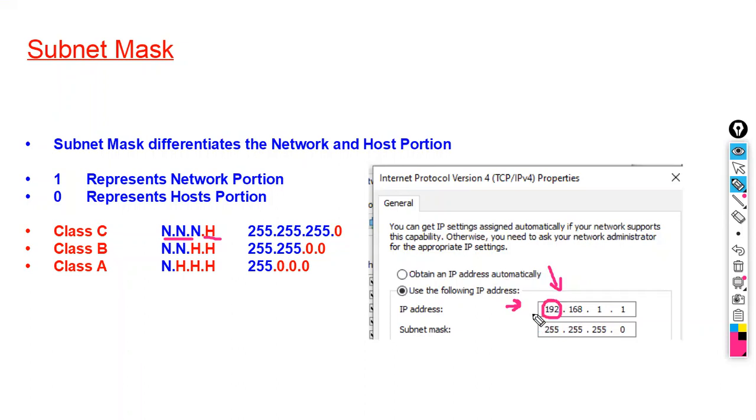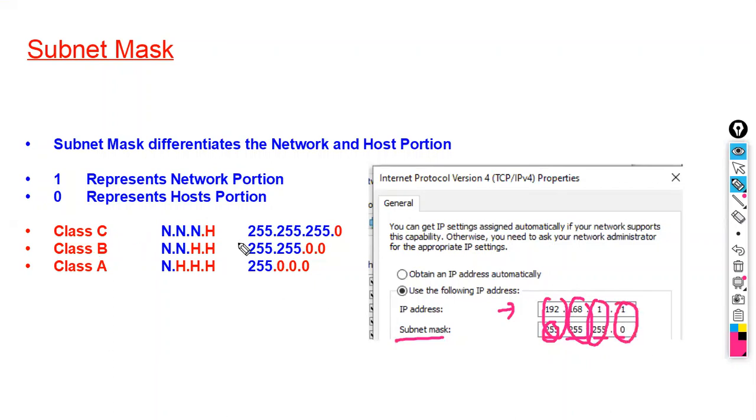So as a human being, by seeing this first octet, we can easily tell that it is having three network portions and one host portion. But how does the computer know that this IP address is having three network portions and one host portion? We need to give the subnet mask. So when you configure a class C IP address, you will give the subnet mask like this: 255.255.255.0, which means 255 is a network portion, and 0 means it is a host portion.